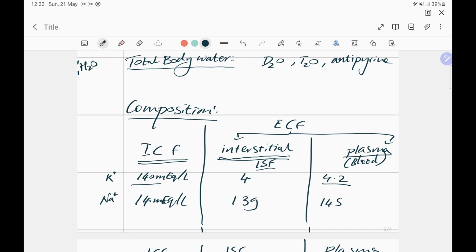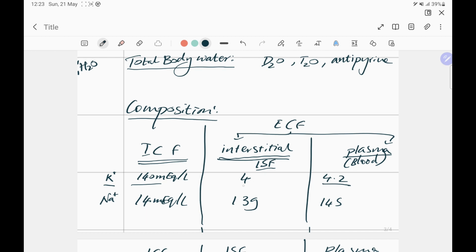So if we look at the cations, like potassium, the intracellular fluid has a lot of potassium. It's heavily concentrated in your cell. It is the maximally concentrated cation at 140 milliequivalents per liter. An equivalent is when you take the number of moles and divide it by the valency of that particular ion, so it applies to ions. Potassium has a valency of 1, so you divide by 1.